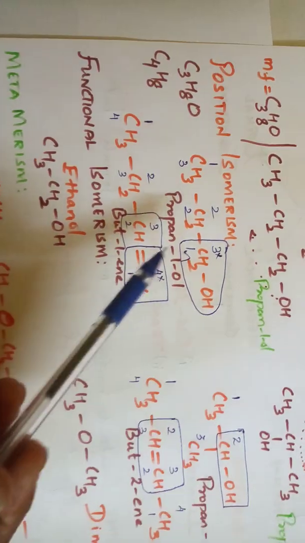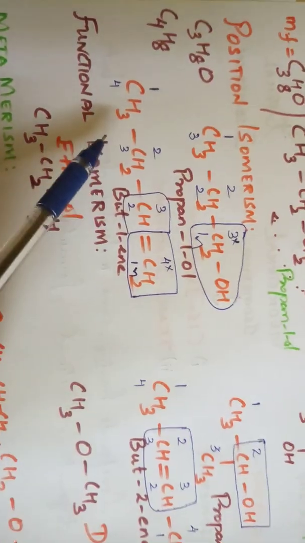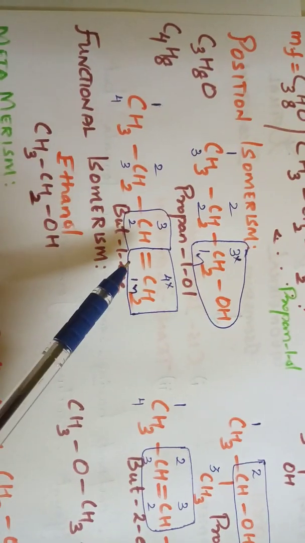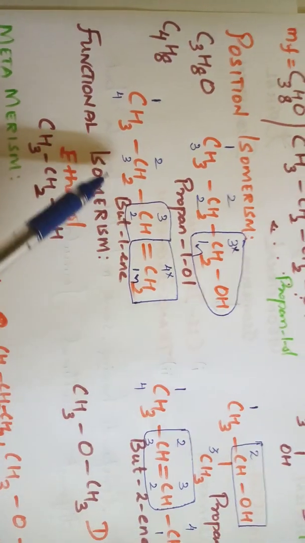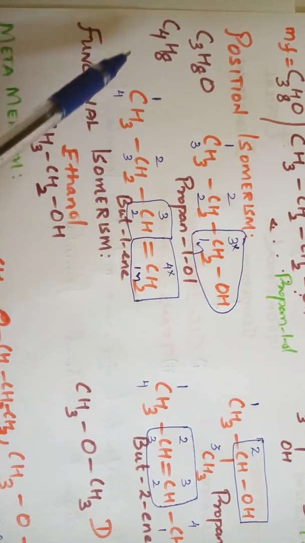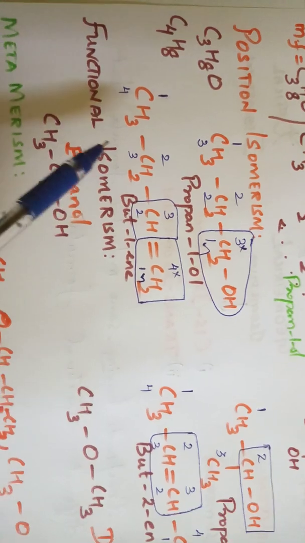For the second example of position isomerism, I've used an alkene system, an unsaturated hydrocarbon system. Look at this compound bearing the formula C4H8. It's purely an alkene.